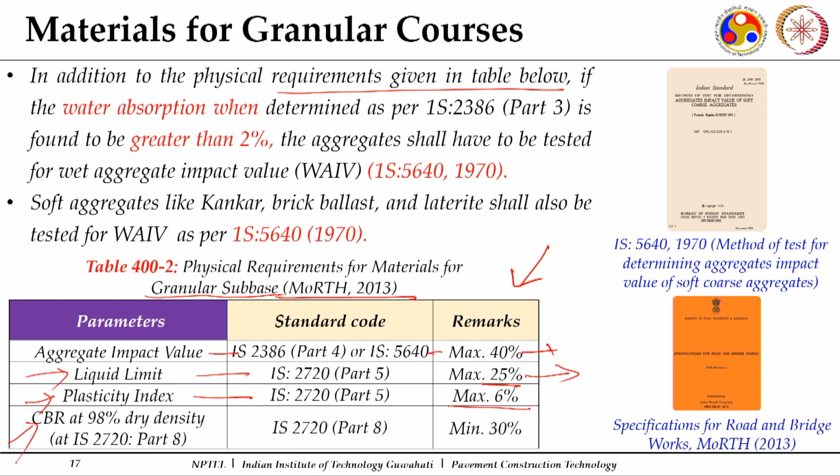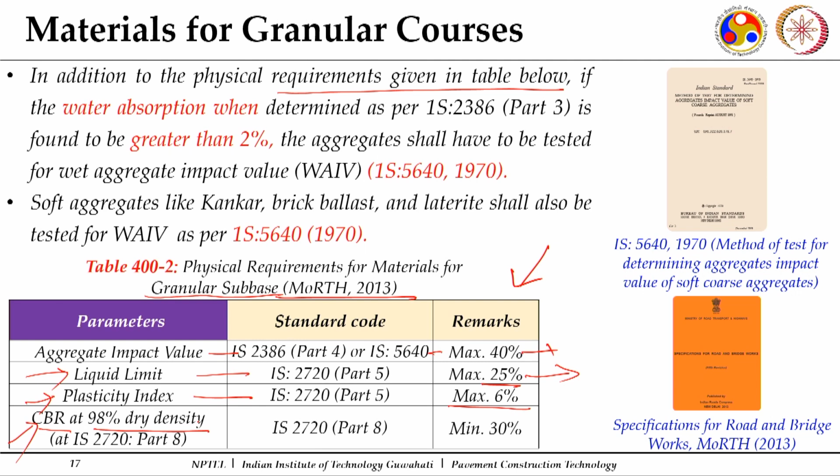In addition to this, as we discussed in the previous lecture, the CBR is to be determined at a certain percentage. When we were looking at subgrade, the CBR specimens had to be compacted at 97% of the maximum dry density. Here it says the CBR is to be determined by compacting to 98% of the dry density, and this CBR should be more than 30%. So, the strength in terms of CBR should be more than 30%. These are the requirements which are given.